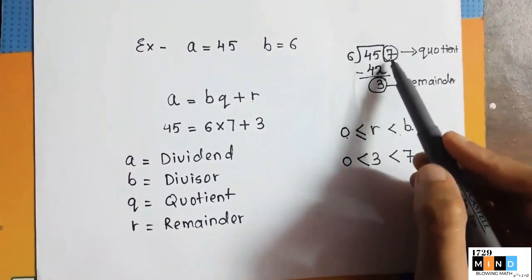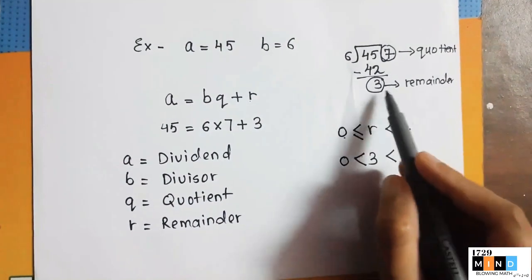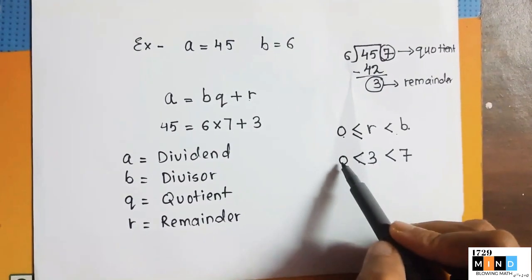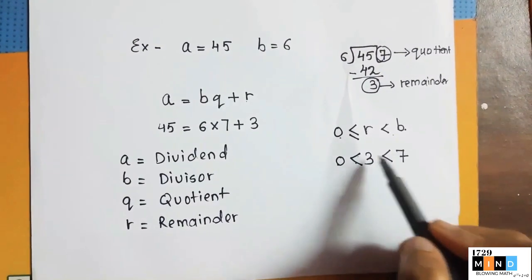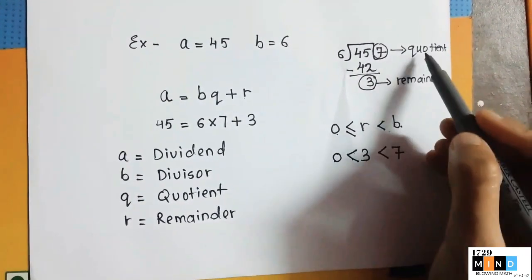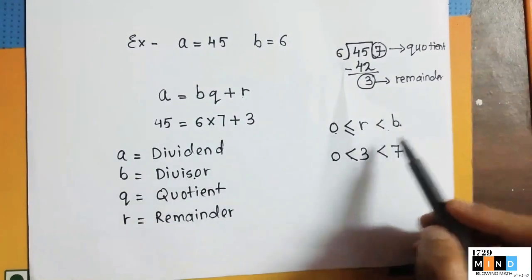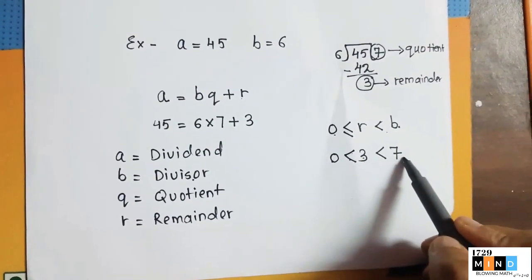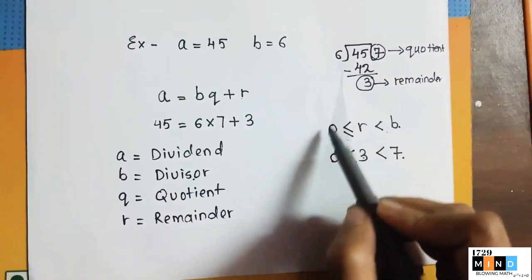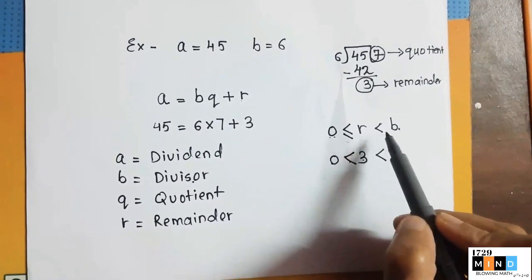Now here we will see by this example whether this is satisfied or not. r means remainder. The remainder is 3. 3 is greater than 0 and it should be less than b. b means the divisor. So 3 is less than 6. So yes, the condition is satisfied: 0 should be less than or equal to the remainder, and the remainder should be less than the divisor.